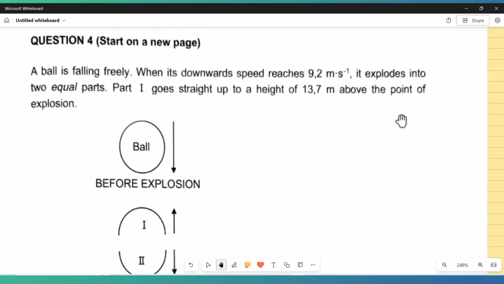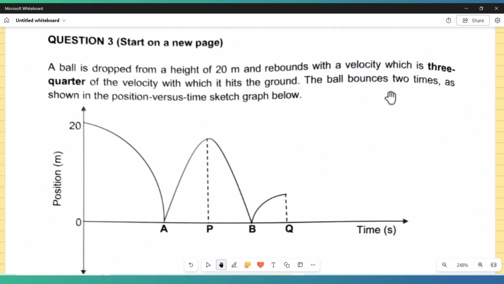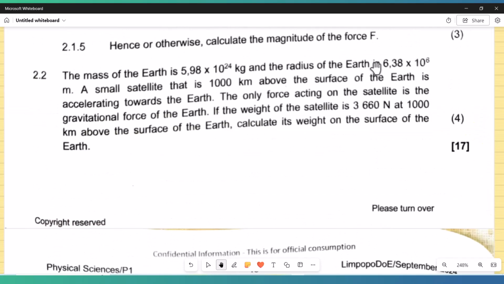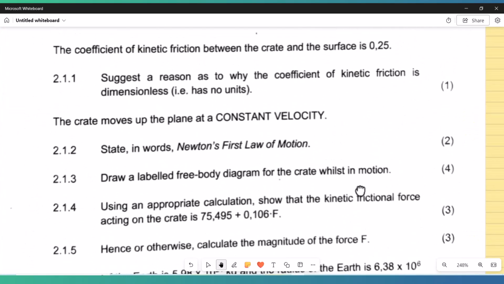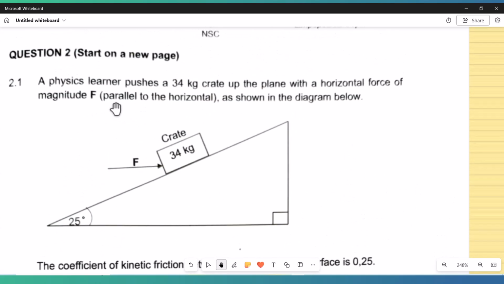Okay, so here we have Question 2. They say that a physics learner pushes a 34-kilogram crate up the plane with a horizontal force of magnitude F, as shown in the diagram below. We see our F is parallel to the horizontal. Are we together? What must we do?